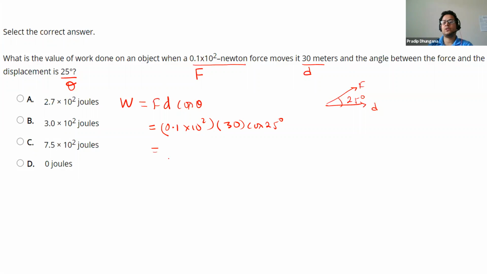To calculate that value, use any online calculator, or if you have a physical calculator, you can use that, or use Desmos. I generally use Desmos. Then that value will be equal to, let me check my answer here, 2.7 times 10 to the power. So you will get around 270 joules, which is equivalent to 2.7 times 10 to the power 2 joules. So the correct choice is A.